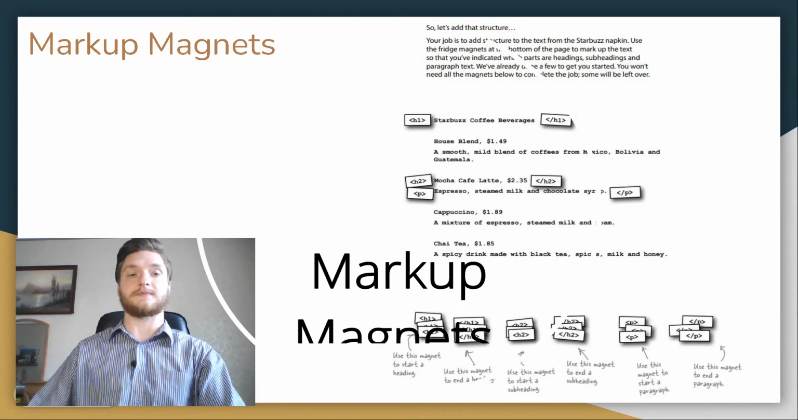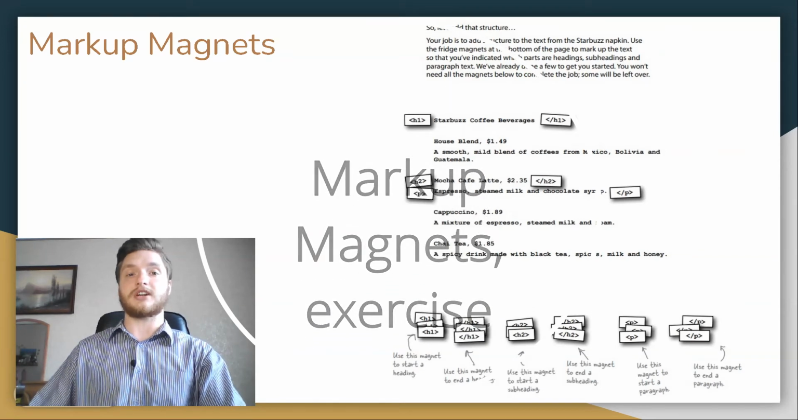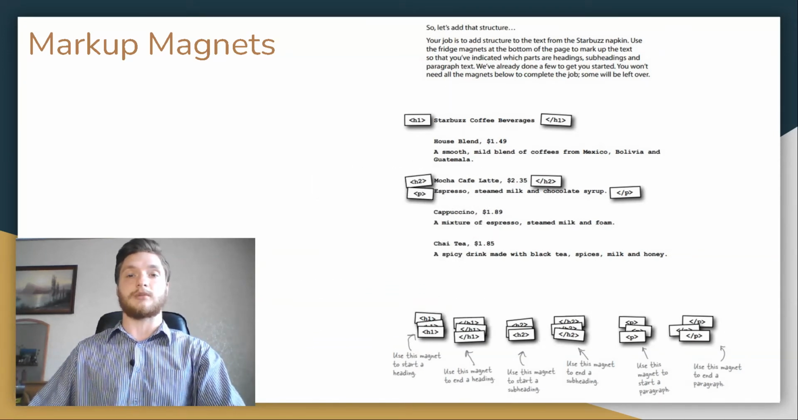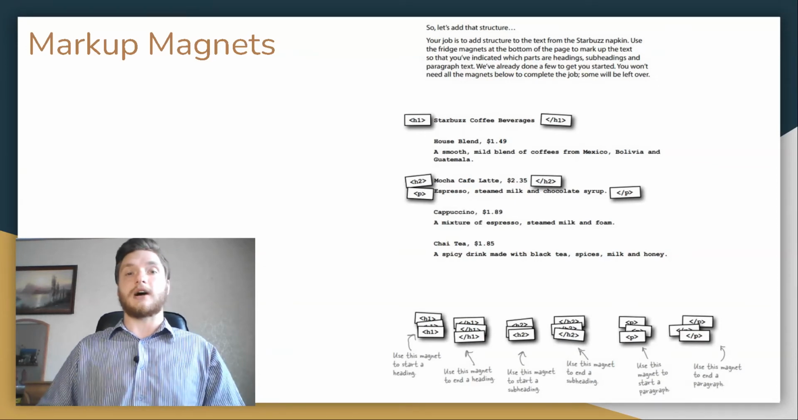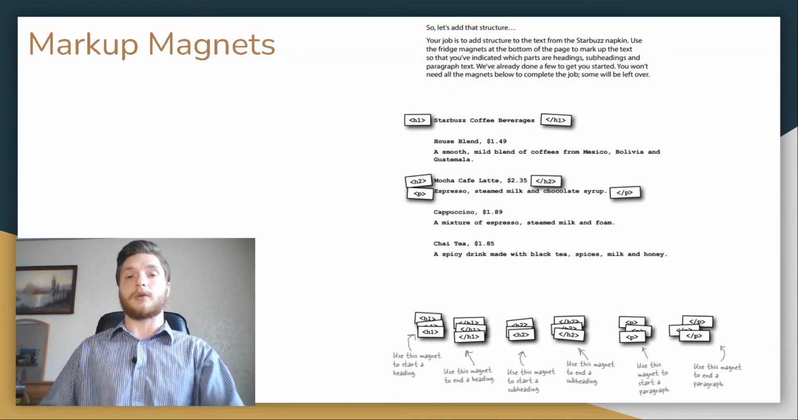Markup magnets. Your job is to add structure to the text from the Starbucks napkin. Use the fridge magnets at the bottom of the page to mark up the text so that you indicate which parts are headings, subheadings, and paragraph text. We've already done a few to get you started. You won't need all the magnets below to complete the job. Some will be left over.